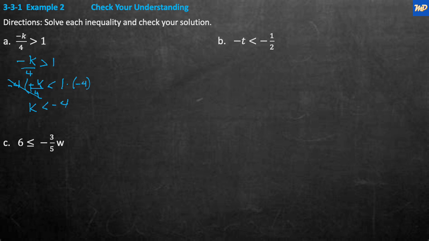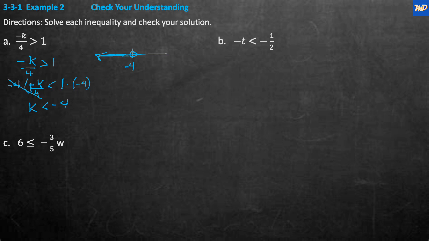So there's our answer. The solution, if we looked at that on a number line, we put our negative 4 on the number line, and it says it's less than, so we're going to put a circle around it. It doesn't say equal. And k is everything we're going to draw on the line, so k is less than, which is everything in this direction.